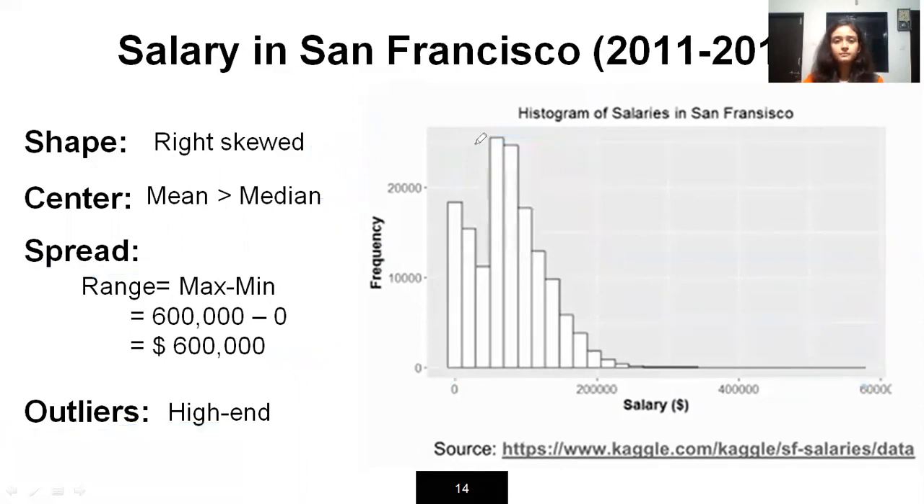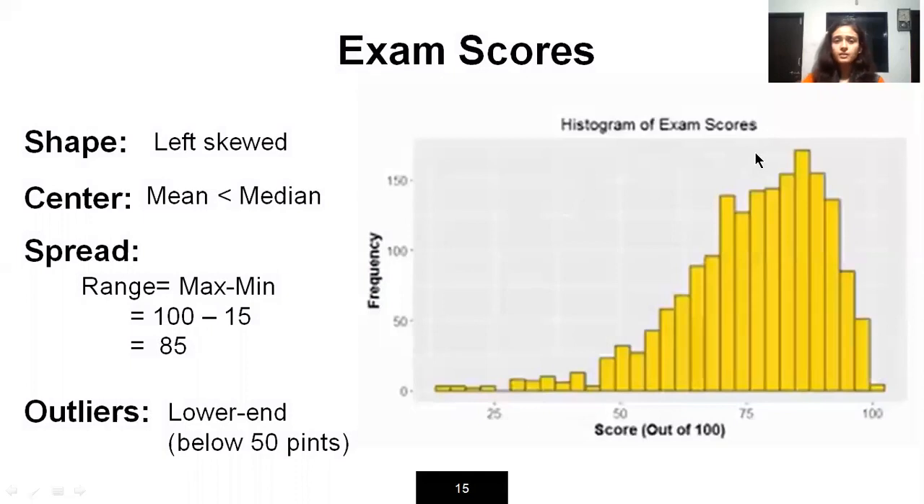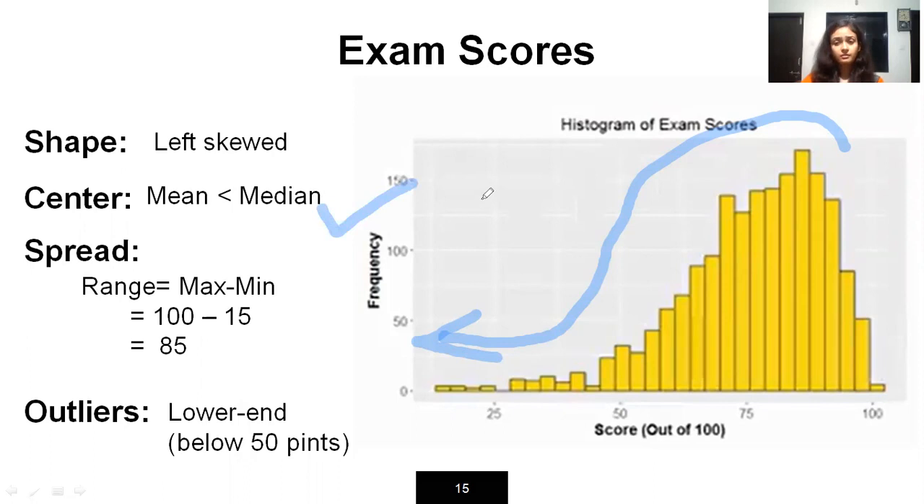Now let's see another example. Suppose these are my exam scores. What is this histogram telling? First we will see the shape. The shape of the histogram is left skewed because I have a long tail towards the left-hand side. So my mean will be less than the median because my graph is left skewed. If I am talking about the range, my maximum value is 100 and my minimum value is, suppose, 15. It is not showing exactly, but you can get the exact idea if you have the data. These are the general ideas that we take from the graphs.